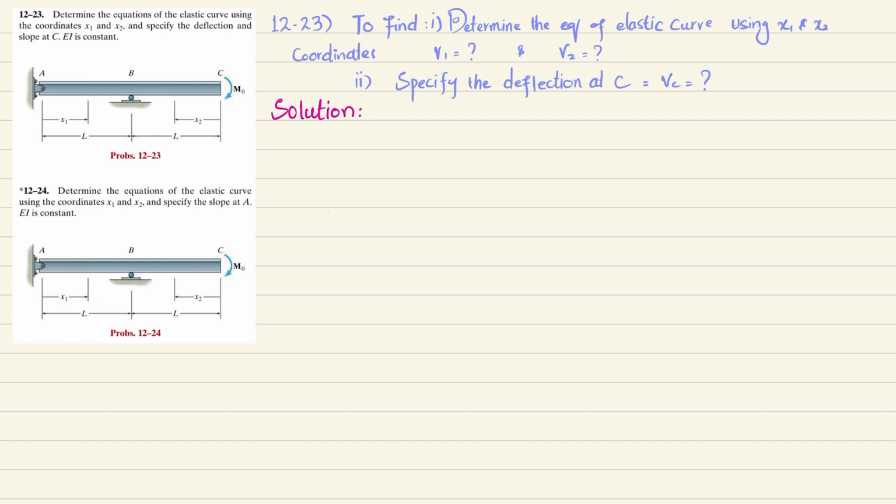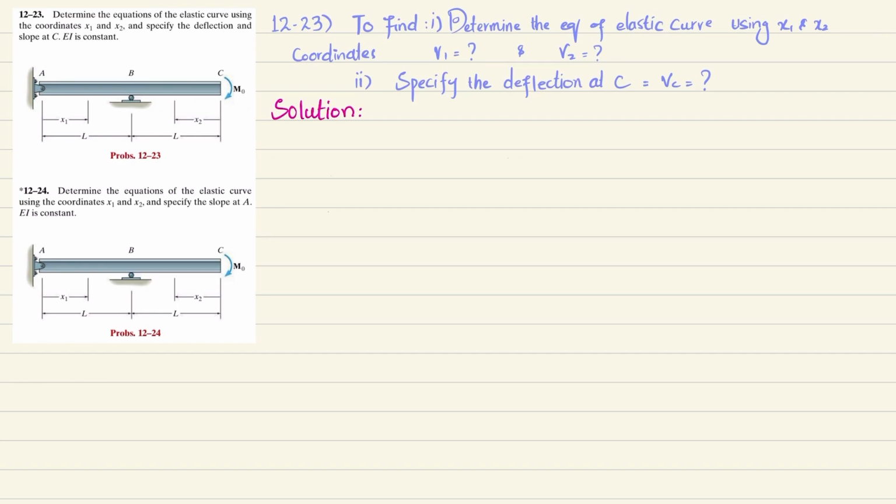That is, for x1 we will find the deflection v1 due to the x1 coordinate, and the deflection v2 due to the x2 coordinate, and then we will specify the deflection at point C. So we have to find this deflection. This is VC. Clear? So let's start with the solution.